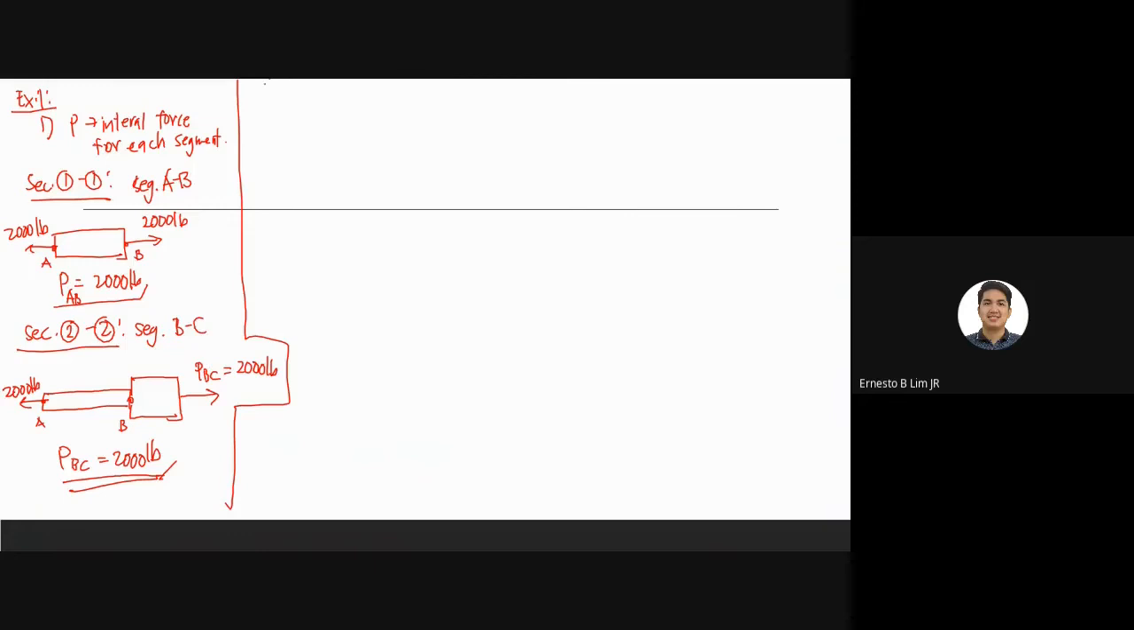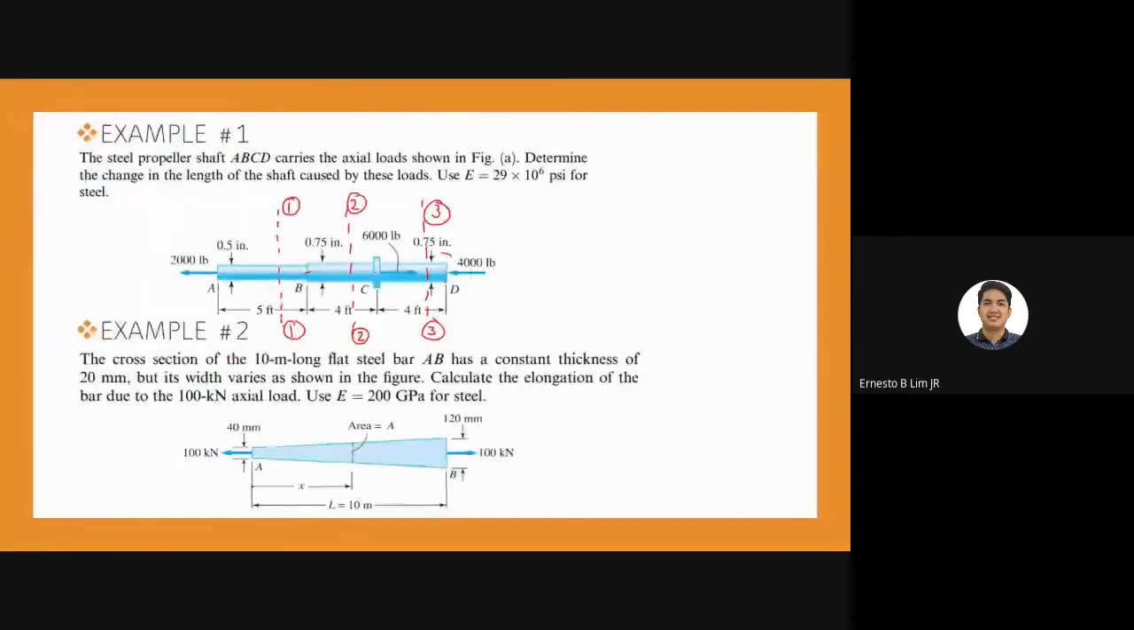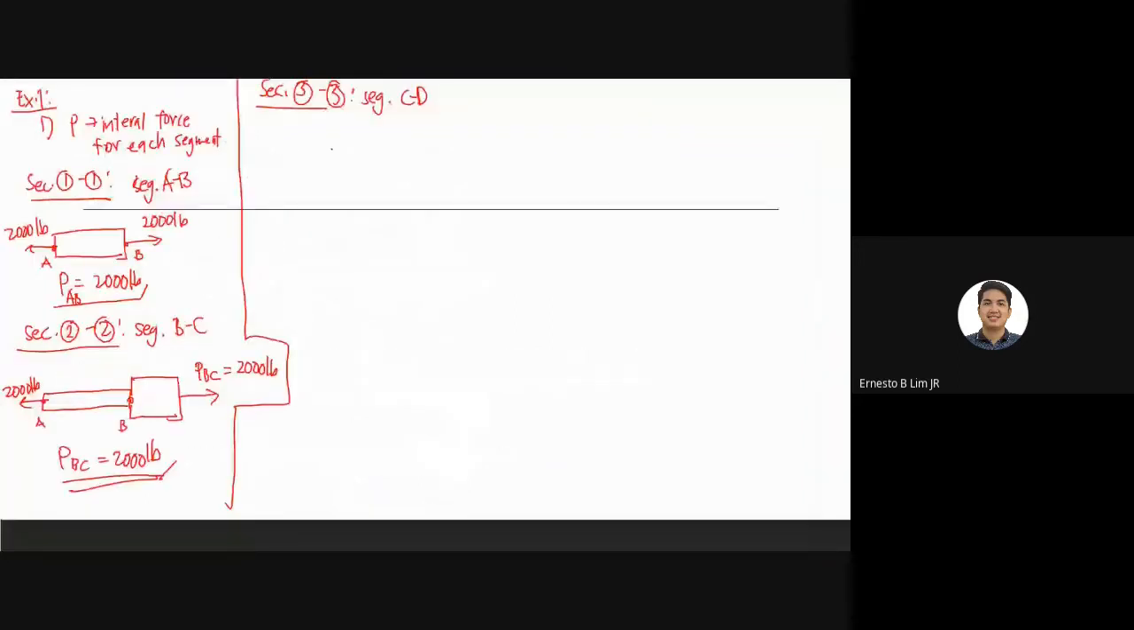Lastly, for section 3, this is for segment CD. We'll consider the right side portion, guys. You could also consider the left side if you want, but to make the analysis easy, we'll consider the right side. So this will be our point D. Okay, so we have a 4,000.